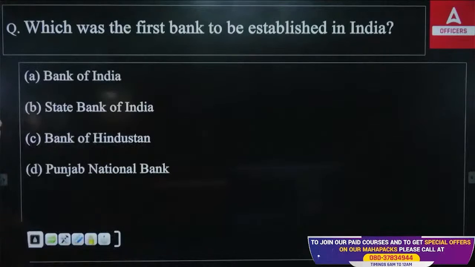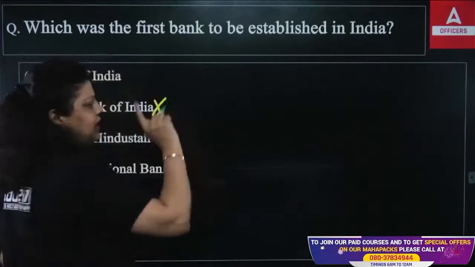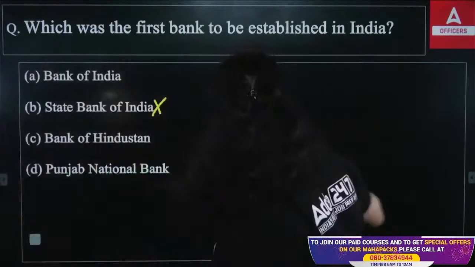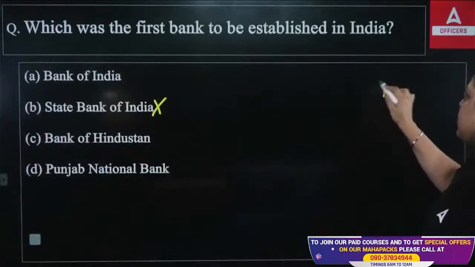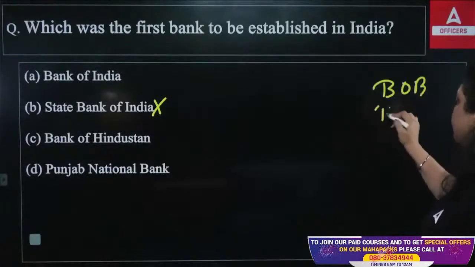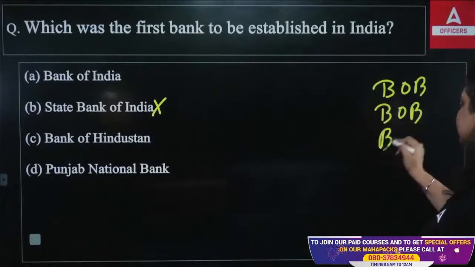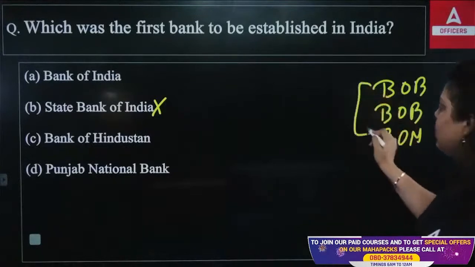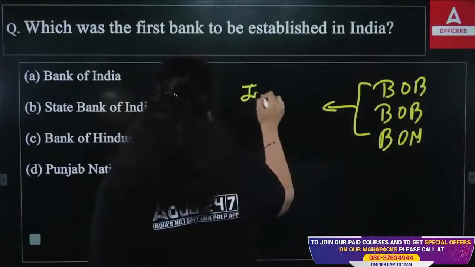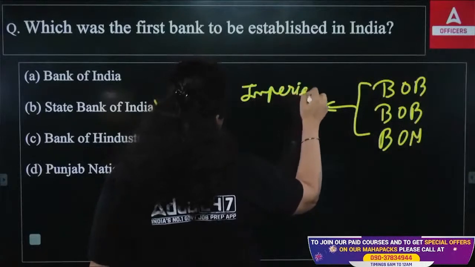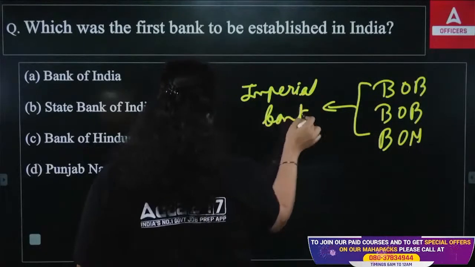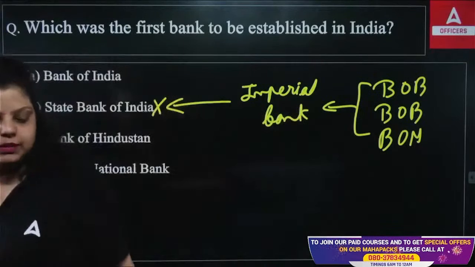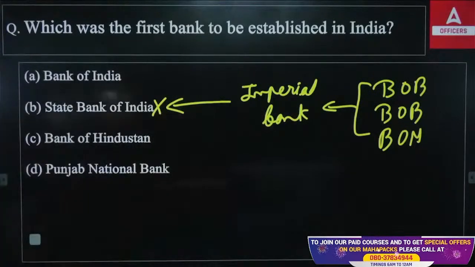Let me know which particular bank it was: SBI, Punjab National Bank, Bank of Hindustan or Bank of India. Obviously it can't be SBI because SBI was not the first bank. We used to have the three presidency banks: Bank of Bengal, Bank of Bombay and Bank of Madras. They were all amalgamated and introduced the Imperial Bank of India. After that, Imperial Bank of India was changed into State Bank of India. That we already know. So it can't be SBI.